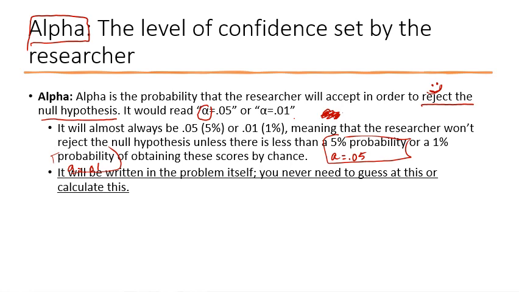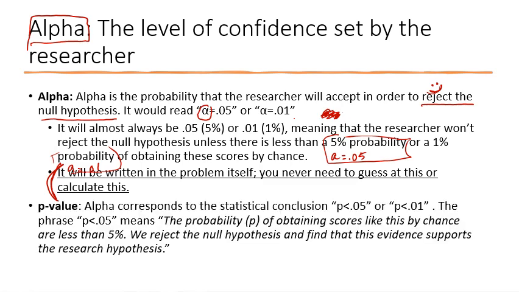Now, one thing to notice is this right here. You never have to calculate this. It's always written down for you. So you're going to look for it. What are the probabilities that the researcher is looking for? And as you're looking for it, I'll show you how you'll often see it. You might see it written as alpha, or in your book, very often they say something like this.